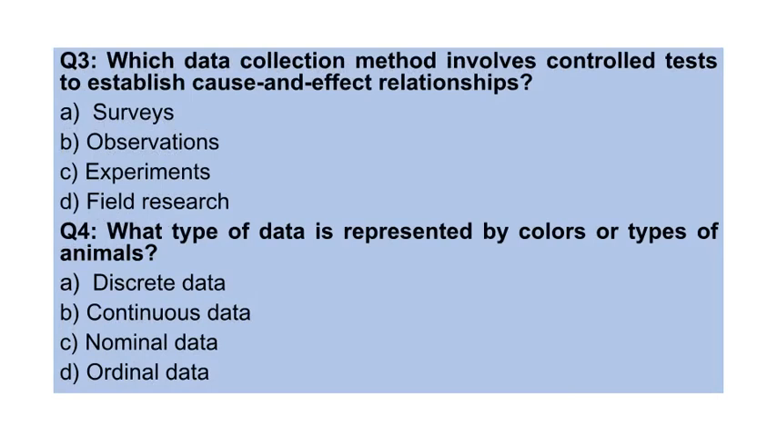Question 3 is, which data collection method involves controlled tests to establish cause and effect relationships? A. Surveys. B. Observations. C. Experiments. D. Field research. Correct answer is C. Experiments. Question 4 is, what type of data is represented by colors or types of animals? A. Discrete data. B. Continuous data. C. Nominal data. D. Ordinal data. Correct answer is C. Nominal data.